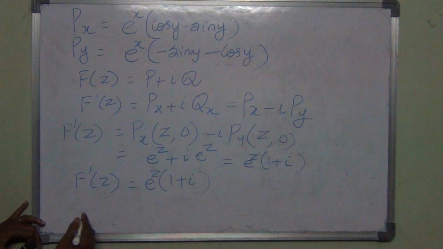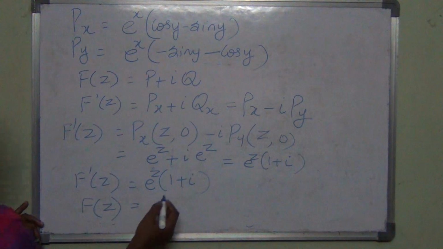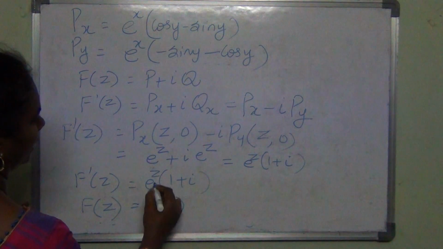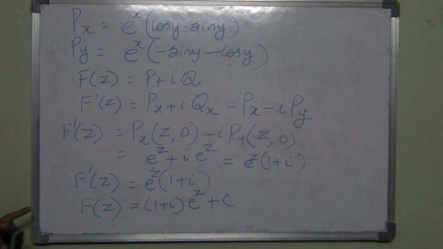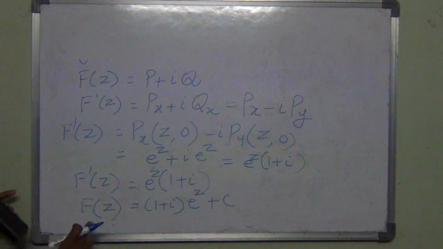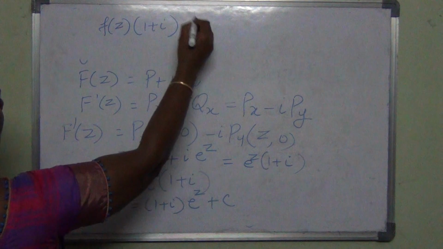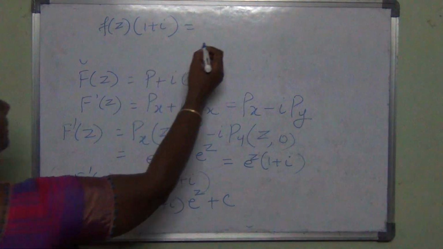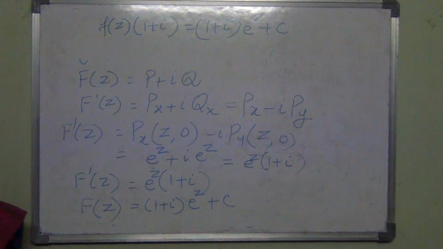Now integrating on both sides, I get f of z equal to 1 plus i, which is constant, times the integral of e power z, which is e power z, plus some constant. So this is my f of z. Already I assumed this f of z, now replacing it with capital F of z. What is capital F of z? It is nothing but f of z into 1 plus i. So f of z into 1 plus i is equal to 1 plus i into e power z plus some constant. This is after replacing f of z.